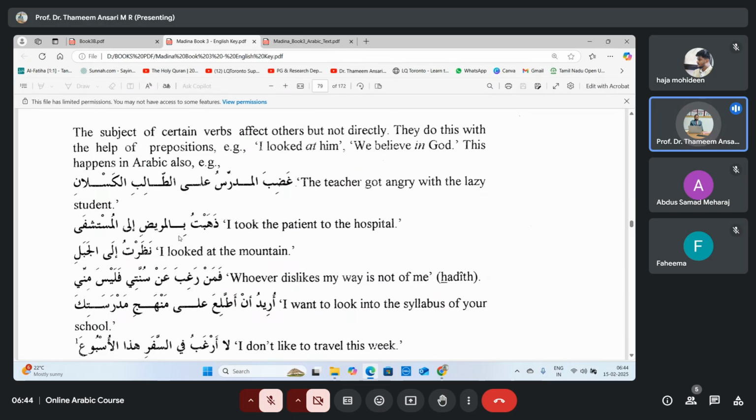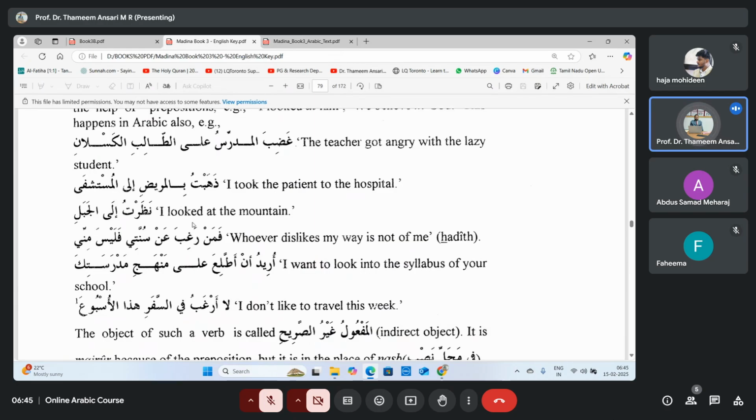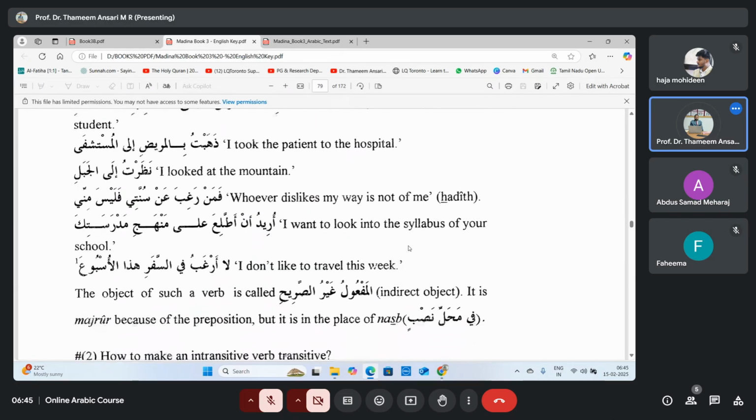ذهبت بالمريض إلى المستشفى. I took the patient to the hospital. نظرت إلى الجبل. I looked at the mountain. فمن رغب عن سنتي فليس مني. Whoever dislikes my way is not of me. It's a hadith. أريد أن أطلع على منهج مدرستك. I want to look into the syllabus of your school.